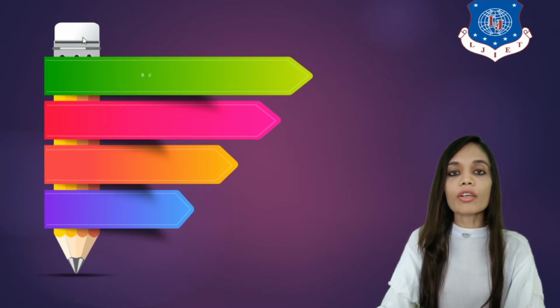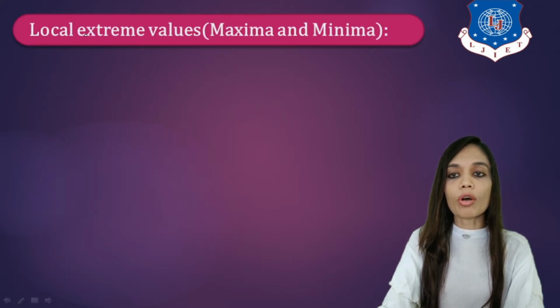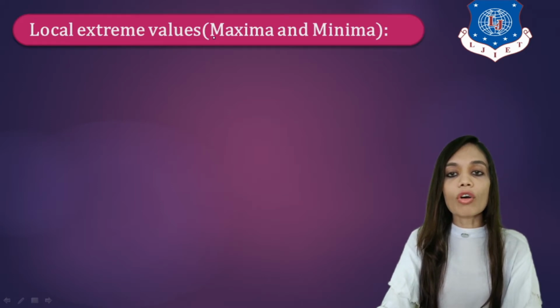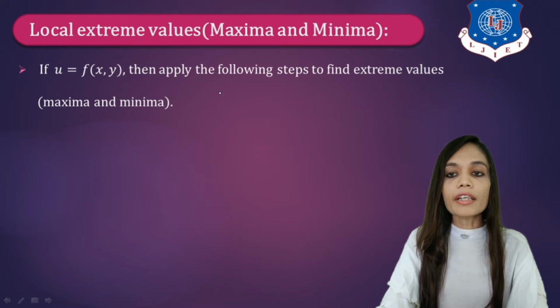So today we are going to discuss applications of partial derivatives. Let us begin with the first topic, that is local extreme values, or we can call it maxima and minima. There are a few steps, so let us discuss the steps. If u is equal to f of x comma y is a given function, then apply the following steps to find the extreme values, that is maxima and minima.